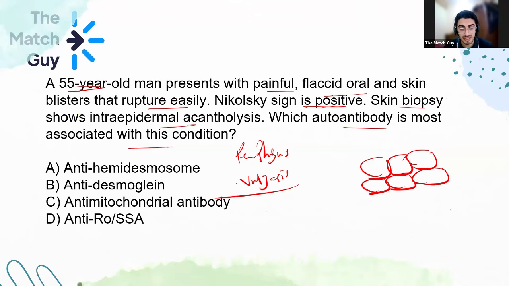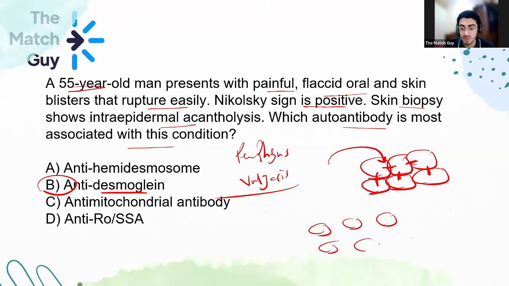Pemphigus vulgaris is basically autoantibodies against the desmoglein, which is the protein forming the desmosomes. These are proteins between the keratinocytes of the epidermis. They help attach the keratinocytes together. So if we have autoantibodies against the desmosomes, the keratinocytes will start separating. We call this acantholysis.